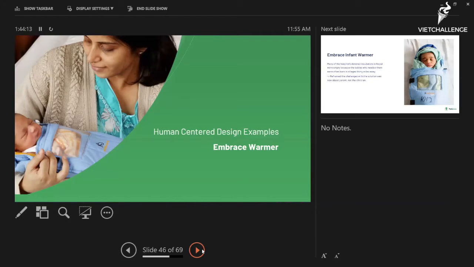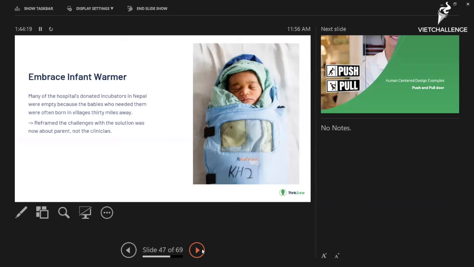So this is the embrace warmer around the baby. In this case, there was a team of design students in the US, and they identified a problem through statistics. They found out that in Nepal, in mountainous regions, in rural regions, a lot of babies die prematurely. In the first days of their lives, they die because they don't have a proper incubator to save their lives.